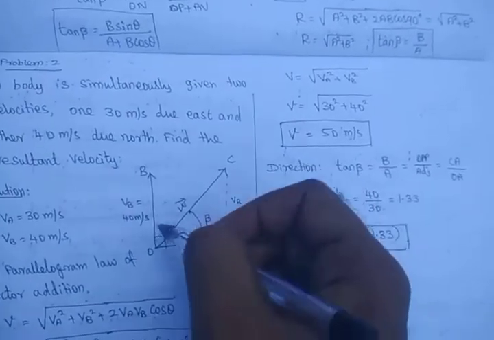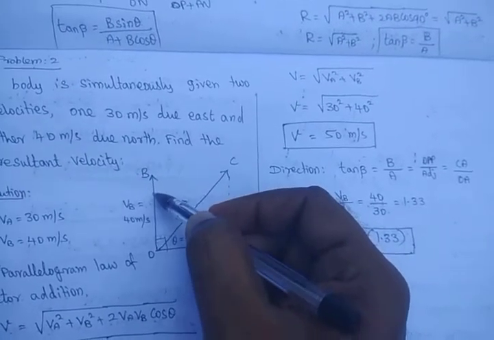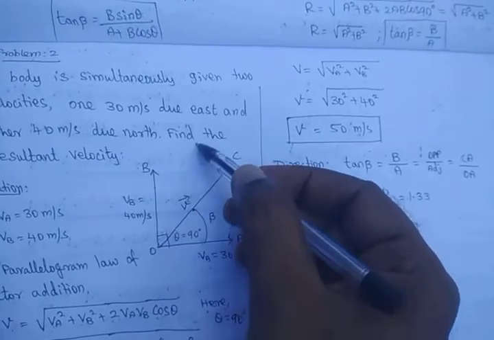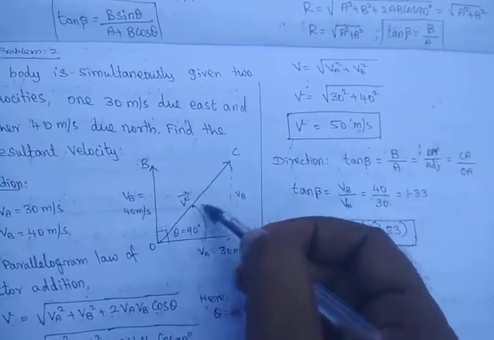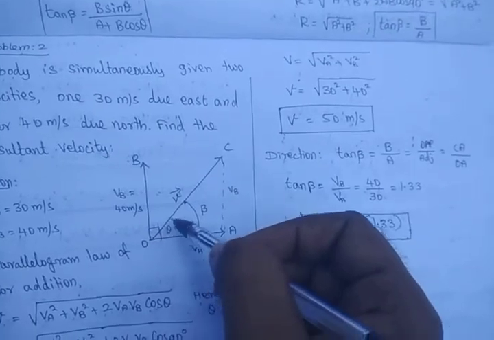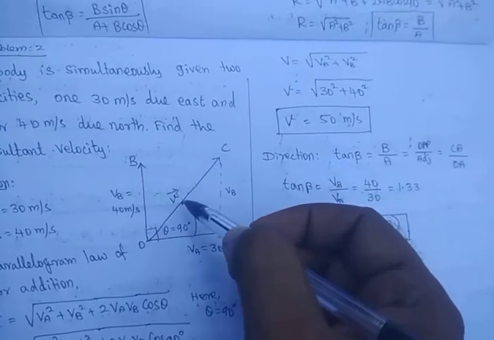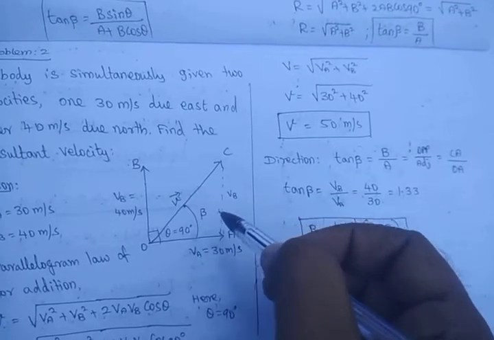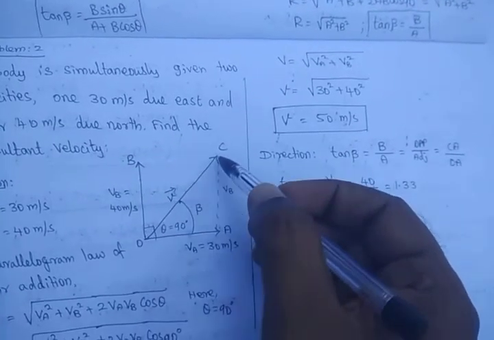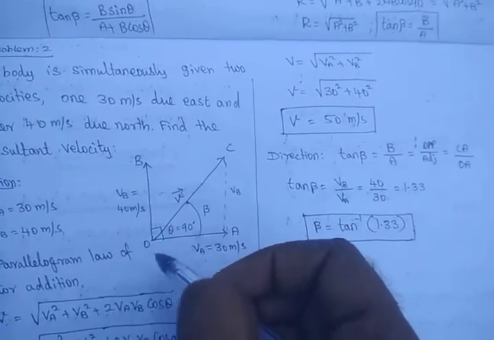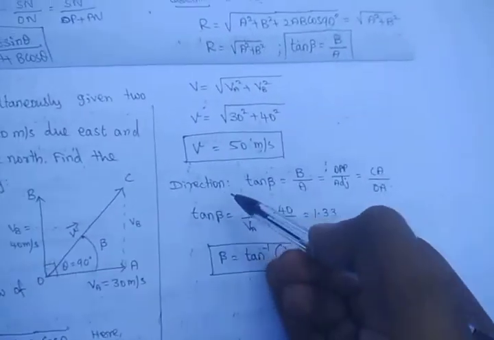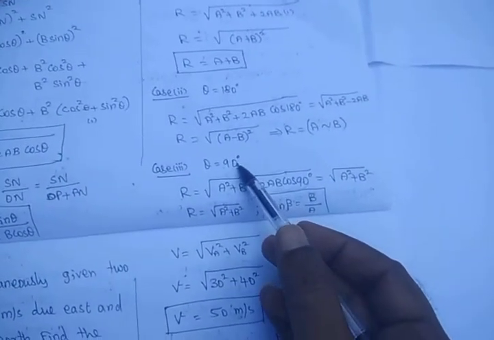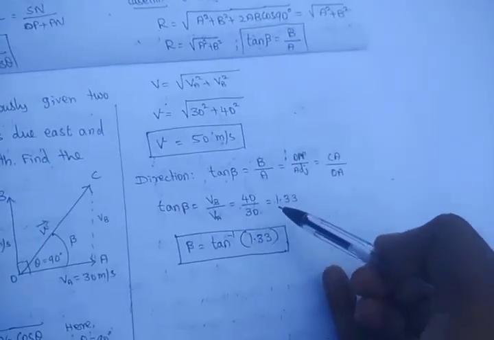What is the direction? Please students, understand, this is the B vector and this is the A vector, velocity A and velocity B. The resultant vector may be like here, or like here, or like here. How can we find that the resultant vector is in this direction? We have to calculate this angle. If you know this angle, we are able to clearly picturize the resultant vector of these two vectors acting on the same point. So the direction is tan beta equal to B by A, as we studied in the theta case.